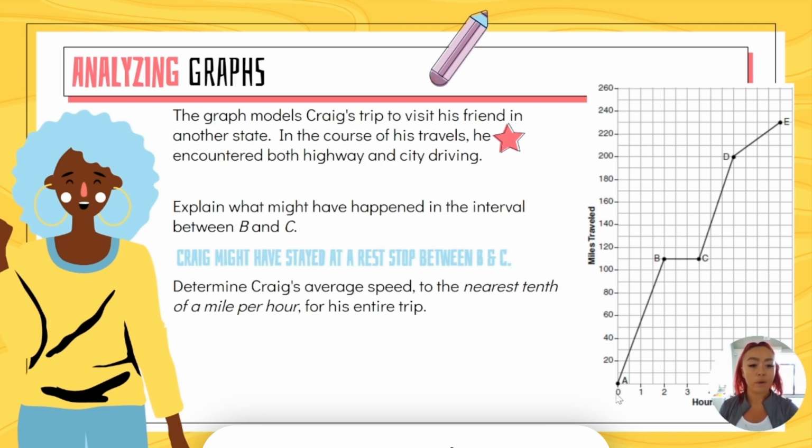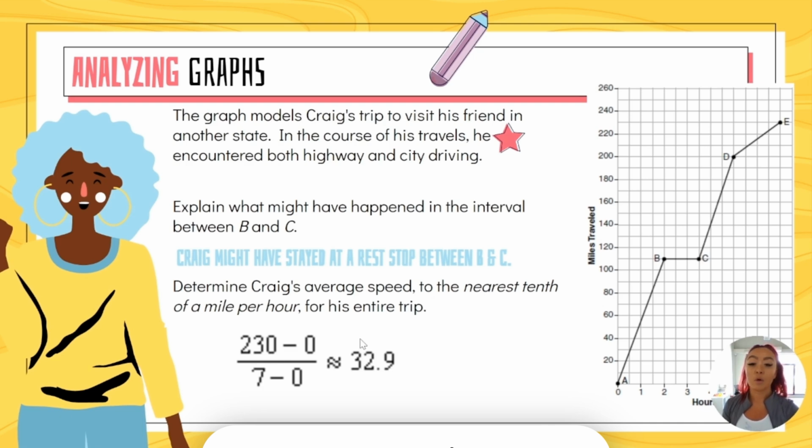So what's our point in point A? That's (0, 0). That's where he started, at 0 hours and 0 miles. And he ended at point E, which is the point (7, 230). Okay, so what we're going to do is substitute those values into the slope formula.